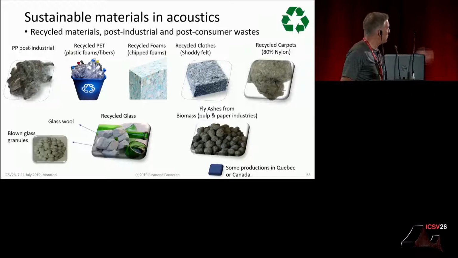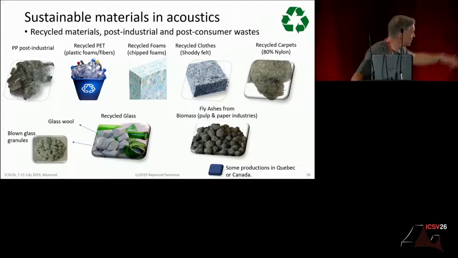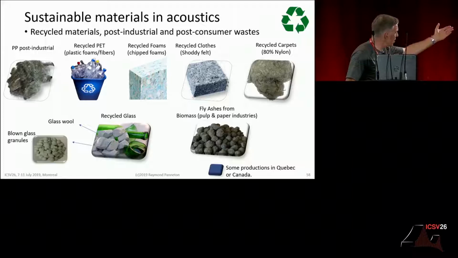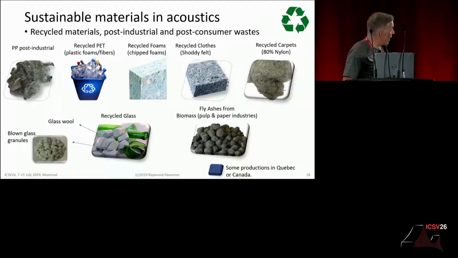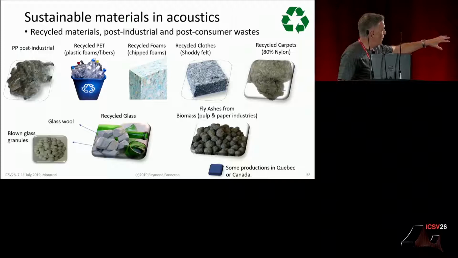Polypropylene, post-industrial shoddy materials that come from recycled foams that are very largely used in the car industry now. From a wine bottle, we can make some blown glass granules to make a granular material, or we can use fly ashes from biomass, from pulp and paper industries, that are waste that can be used to produce also granular material.